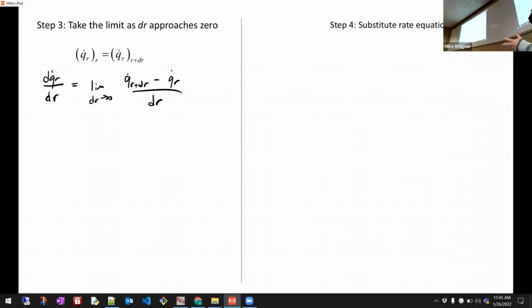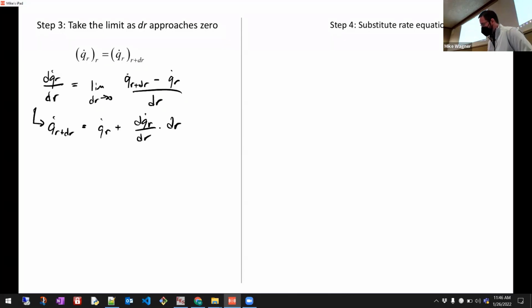q̇(r+dr) is not really a useful thing other than just a name for what's happening. So we need an equation that tells us what's happening at r plus dr. Let's rearrange this equation a little bit to solve for q̇(r+dr). We end up with q̇(r+dr) equals q̇r plus dq̇r/dr times dr. Just rearranging that equation.